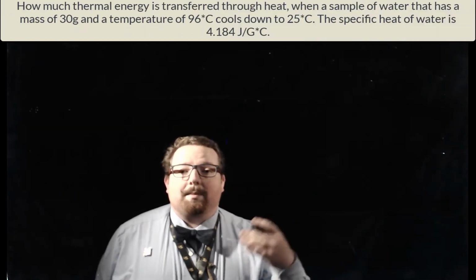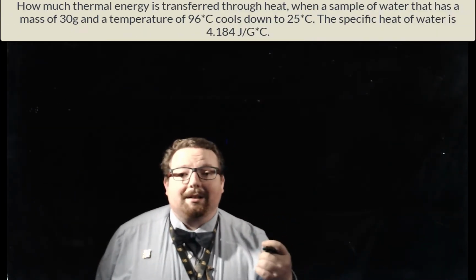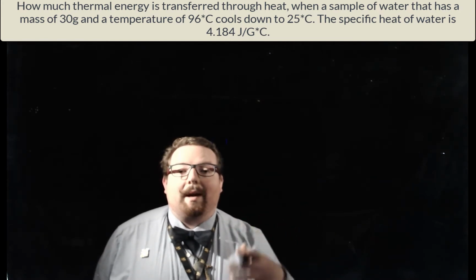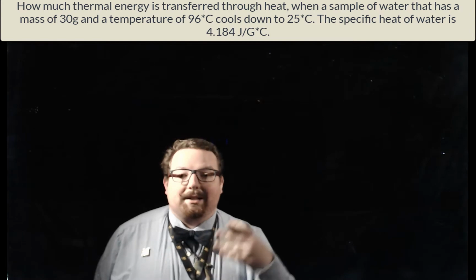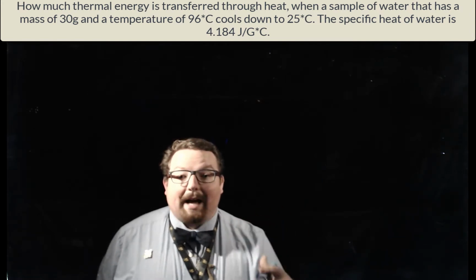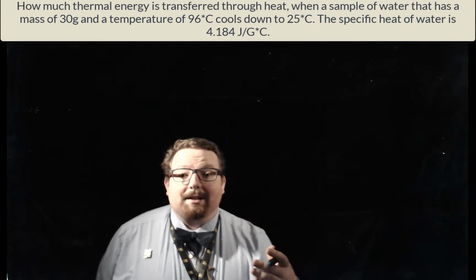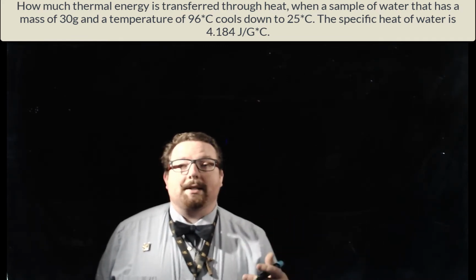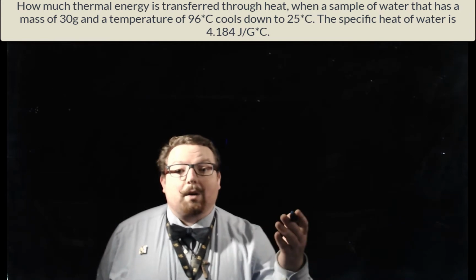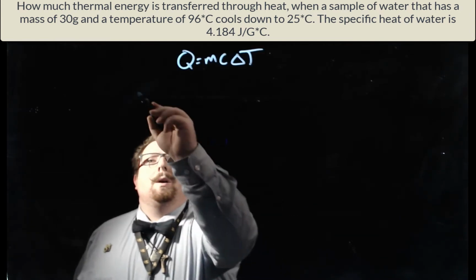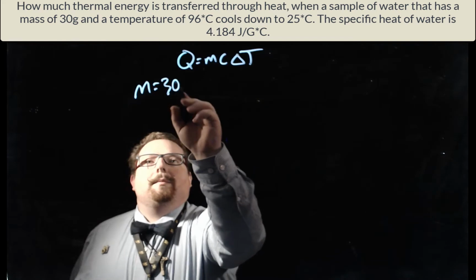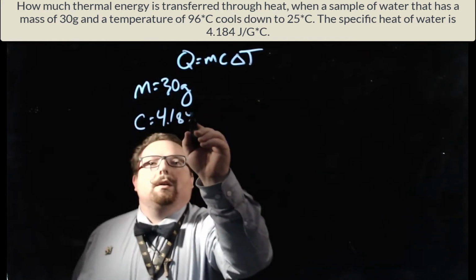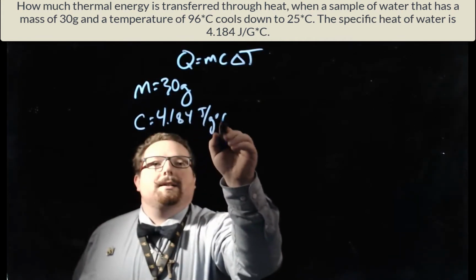Okay, so our heat problem asks how much energy is transferred or released through heat when 30 grams of water, starting at 96 degrees Celsius, cools down to 25 degrees Celsius. And then it tells us that our specific heat of water is 4.184 joules per gram degree Celsius. So we write down first our equation, then we write down what we know. We know the mass is 30 grams. The specific heat is 4.184 joules per gram degree Celsius.